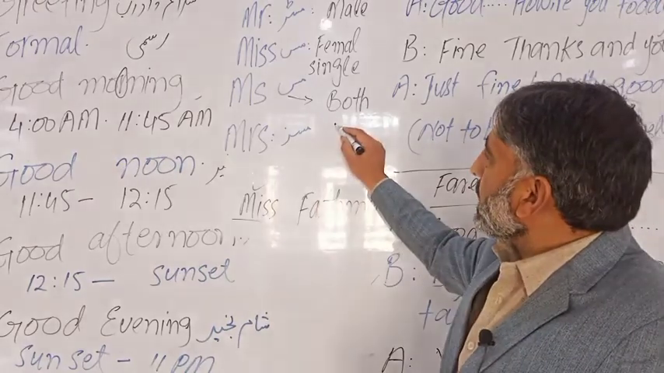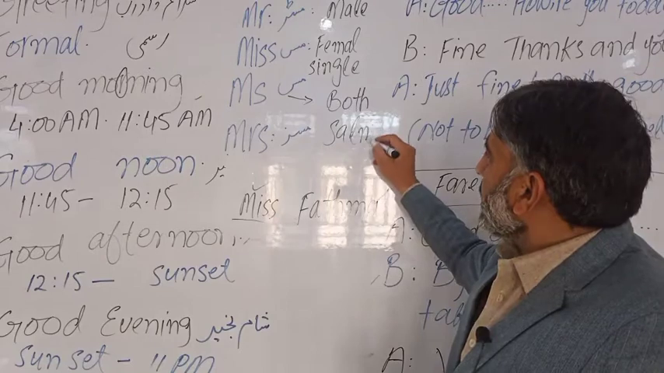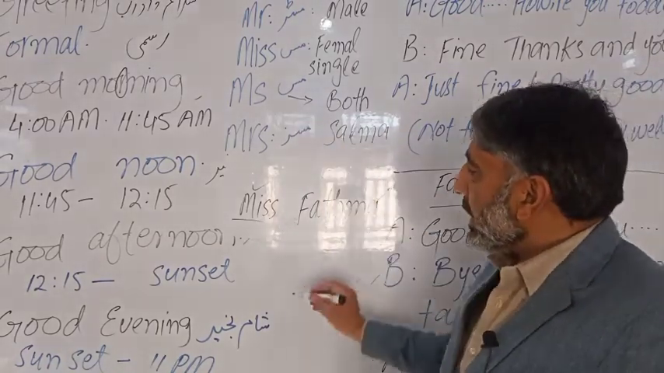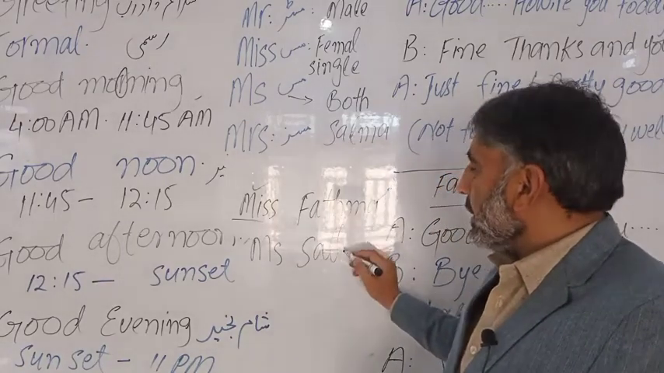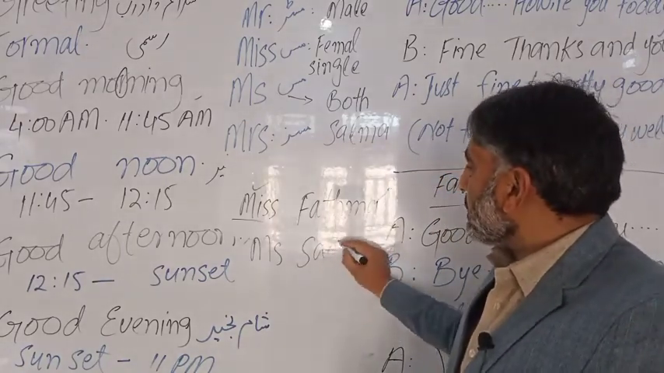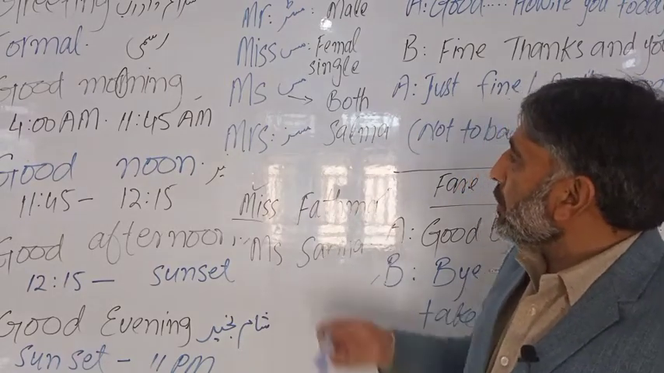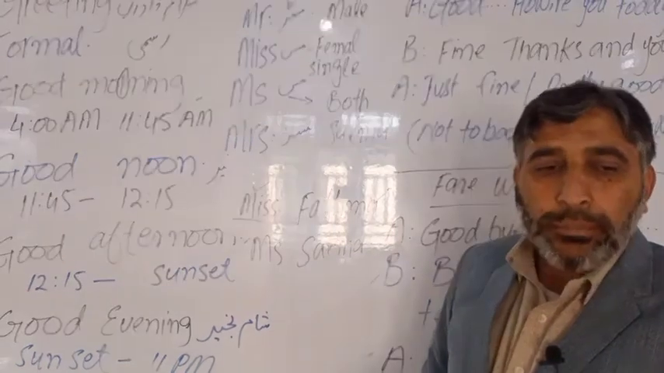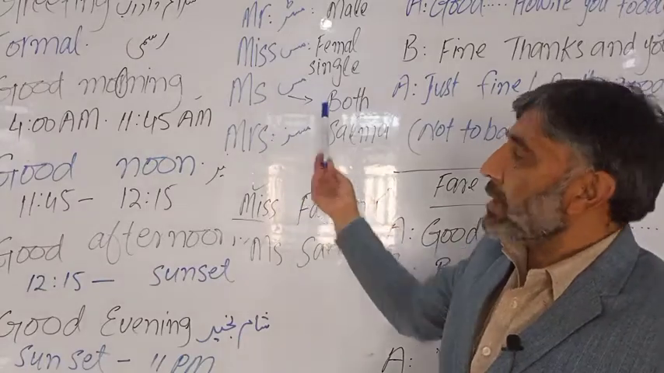Suppose Ms Salma, if we write Ms Salma, so it means now we are not sure whether Salma is married or Salma is single. So Ms means we can use it for both, or when a woman doesn't want to show her marital status, she uses Ms before her name.